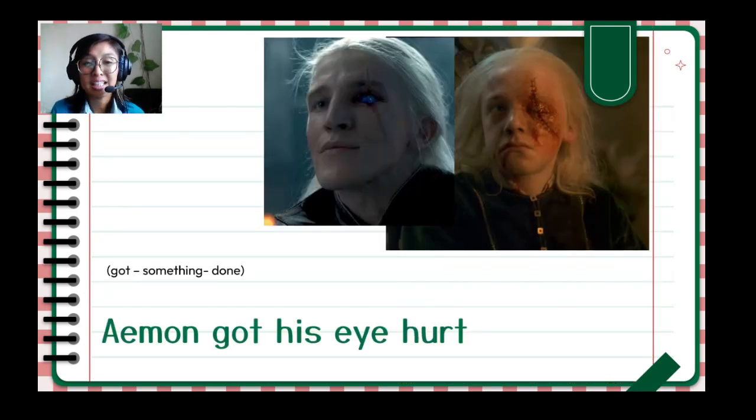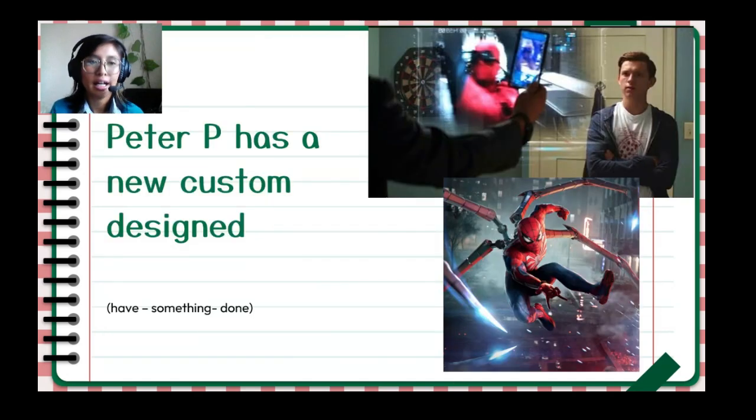The next one, Amon got his eye hurt. So this is something where another person did something bad to you. So Amon got his eye hurt. Peter Parker has a new costume designed. Remember this first movie? So he used to have this weird costume, but Tony designed an amazing costume for Peter Parker. So Peter Parker receives the service, like a favor, from Tony. So he has a new costume designed. He didn't design that.